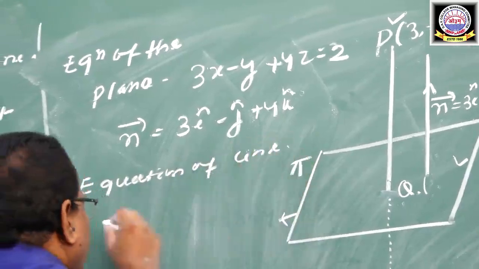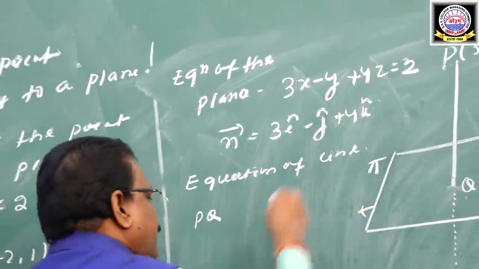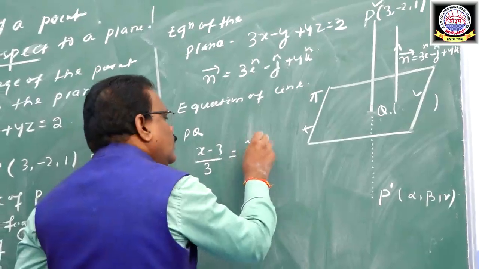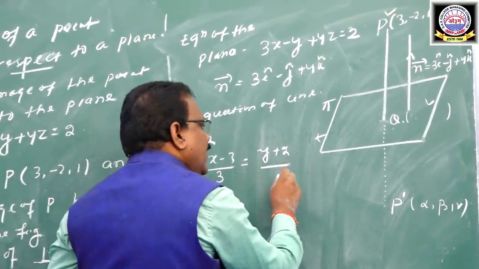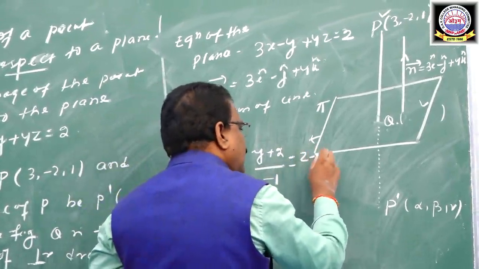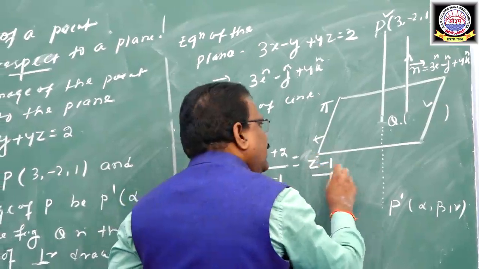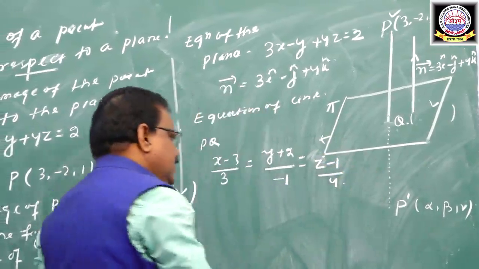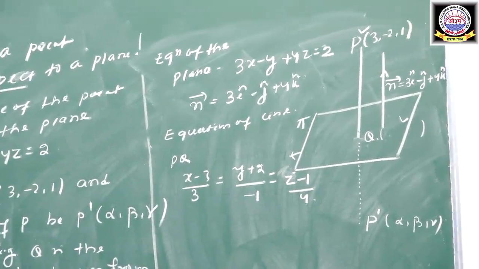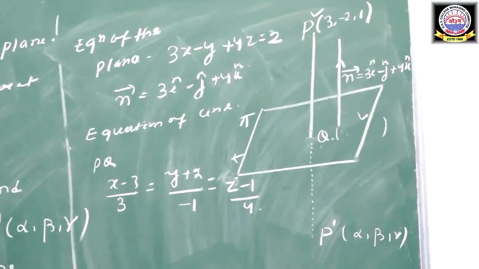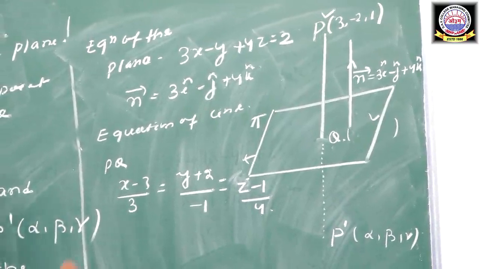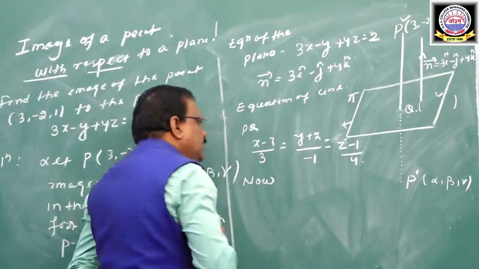So now I can write the equation of line PQ passing through the point: (x minus 3) divided by 3 is equal to (y plus 2) divided by minus 1 is equal to (z minus 1) divided by 4. Check it. (x minus 3) by 3 is equal to (y plus 2) by minus 1 is equal to (z minus 1) by 4. Now the equation of the line PQ is ready.